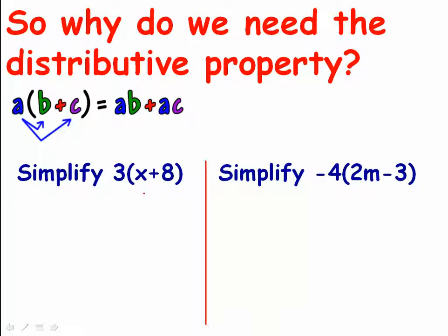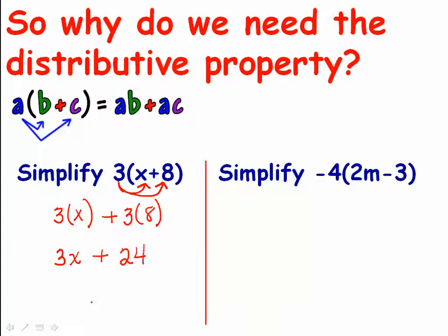The distributive property says instead of doing the operations in parentheses first, I can multiply the 3 with both the x and the 8 and simply put the plus sign back in the middle. So I'm going to take 3 times x, I'm going to take 3 times 8, and I'm going to add those together. So 3 times x is 3x plus 3 times 8, which is 24. This is my simplified answer to the problem. Remember, I cannot combine the 3x and the 24 because they're not like terms.